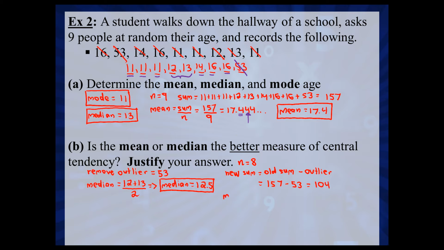So the mean would then be equal to your new sum divided by the new n value. So the new sum would be 104 divided by n, which is 8. And this actually gives you a whole number. It gives you a whole number of 13.